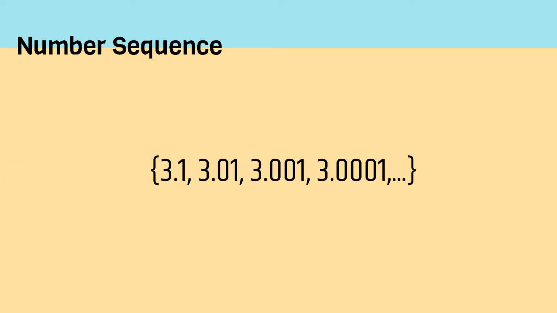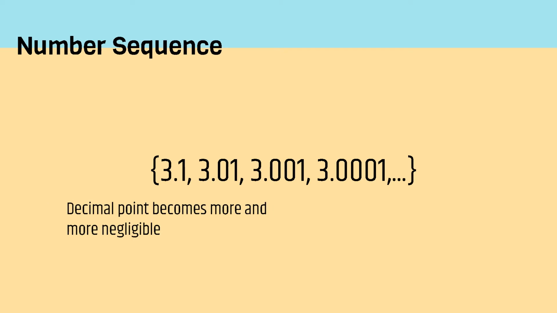Another would be the sequence of 3.1, 3.01, 3.001, 3.0001, and so on, with a pattern of 3 plus 1 over 10 raised to the power of n. As the sequence progresses, the number after the decimal point becomes more and more negligible. Clearly, the sequence is headed to the number 3, and that's the limit.